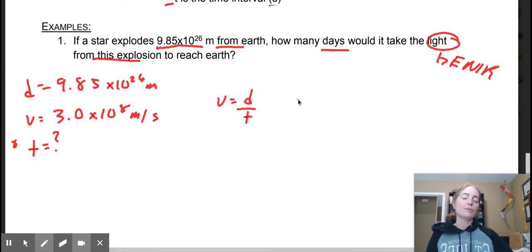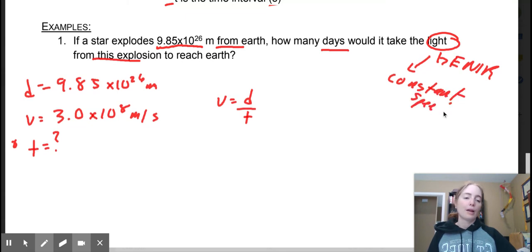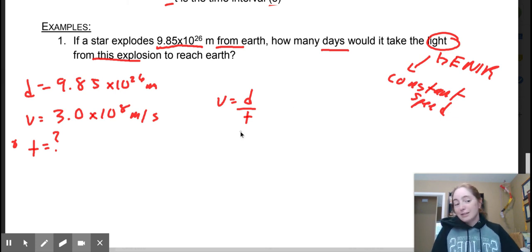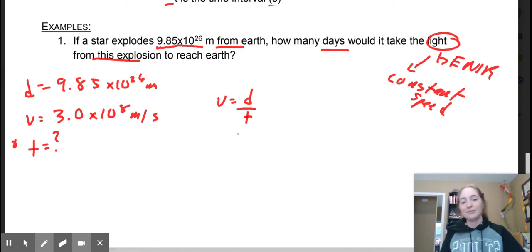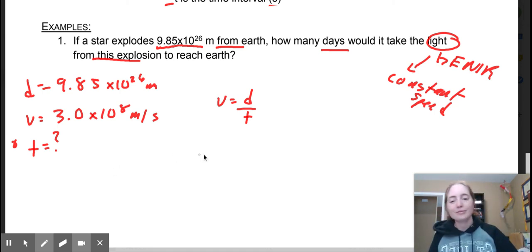Because the tricky part about this question is we just have to remember that it's going to be traveling at a constant speed, unless it's going to change mediums. Okay, it's in space. There's not really much of a medium for it to go through in a vacuum. So, should be fun. Okay, so I'm going to rearrange our equation. Plunk our numbers in.